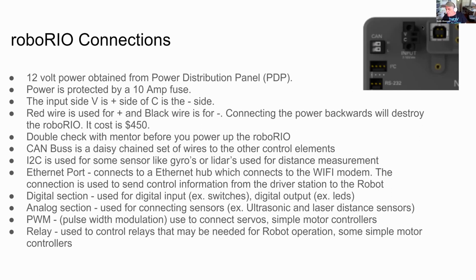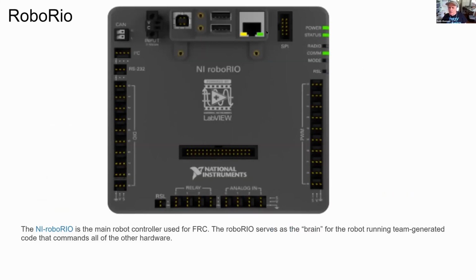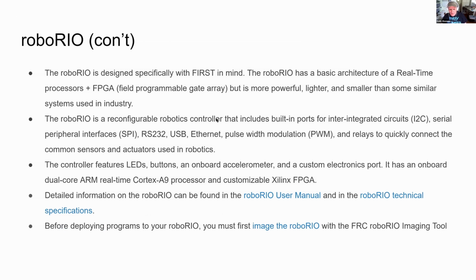Ethernet port. That's not shown on this picture very nicely, but that's right here. And that allows you to connect up to the Wi-Fi modem or a Wi-Fi hub. That's basically how the driver station communicates with the RoboRio through the Ethernet port. Okay.